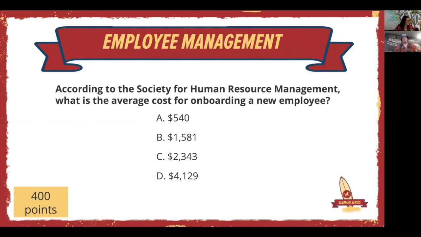I'm going to give you about 3 more seconds to take your best guess on this one. Poll closing in 3, 2, 1. Let's see. Oh, we're just neck and neck. 40% said $2,343 and 40% said $4,129. If you took the higher value of $4,129, you got that one right. Give yourself 400 points.